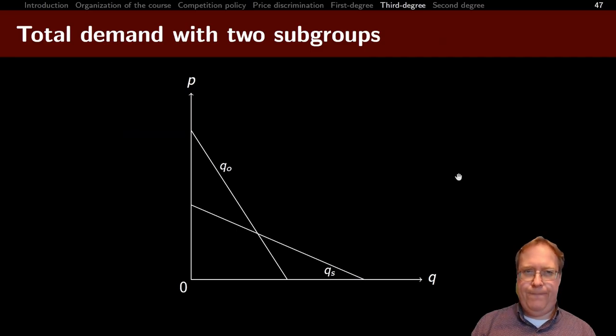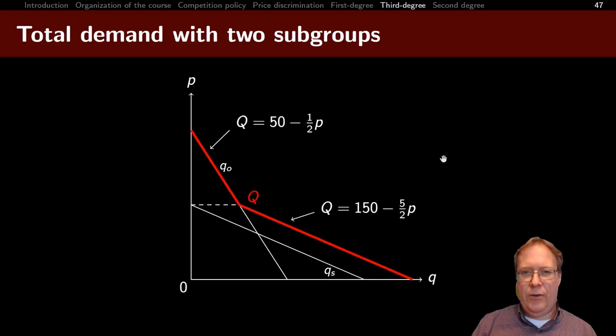Okay, so here I have my original demand functions. So what is total demand? Here, from this point onwards, let me add the demand from senior citizens to that from ordinary citizens. And then this, the red line, is my total demand, right? So it has a kink at this choke price. Above it, I have demand from only the other citizens. Below that price, I have demand from both groups.